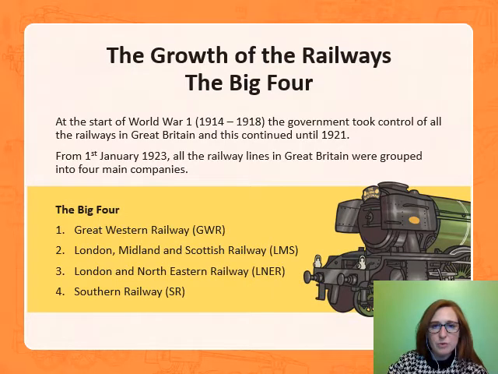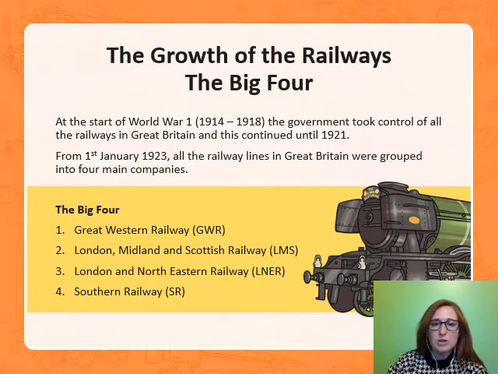The growth of the railways, the Big Four. At the start of World War I, 1914 to 1918, the government took control of all the railways in Great Britain, and this continued until 1921. So the government, rather than smaller companies, now had control over the railways. From the 1st of January 1923, all the railway lines in Great Britain were grouped into four main companies.